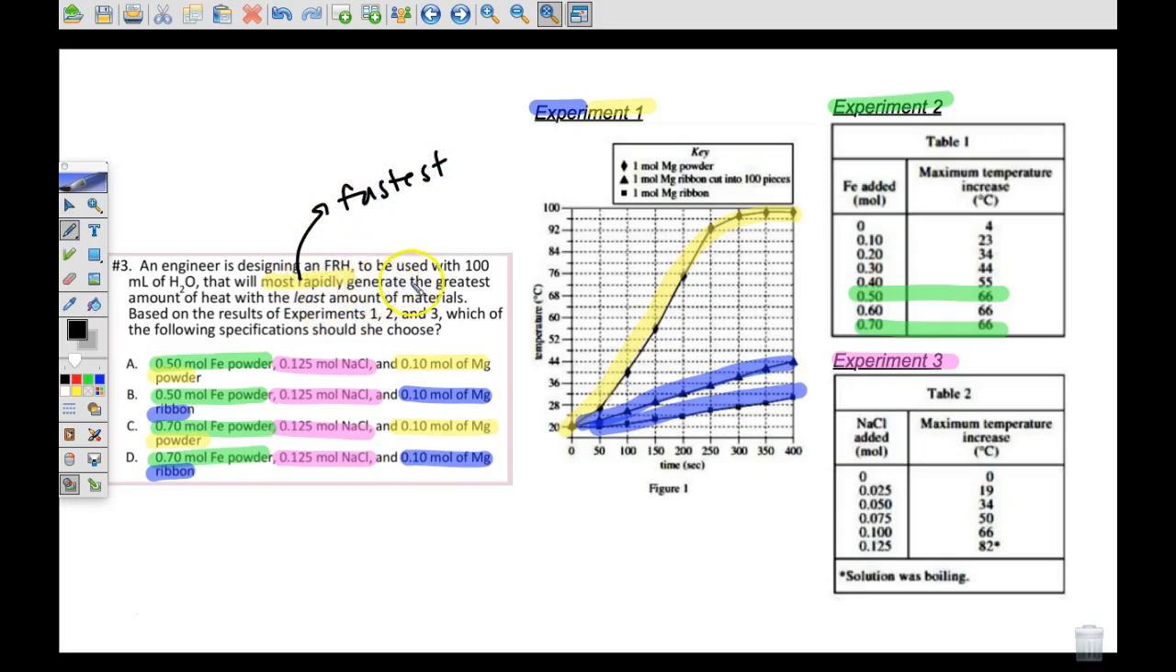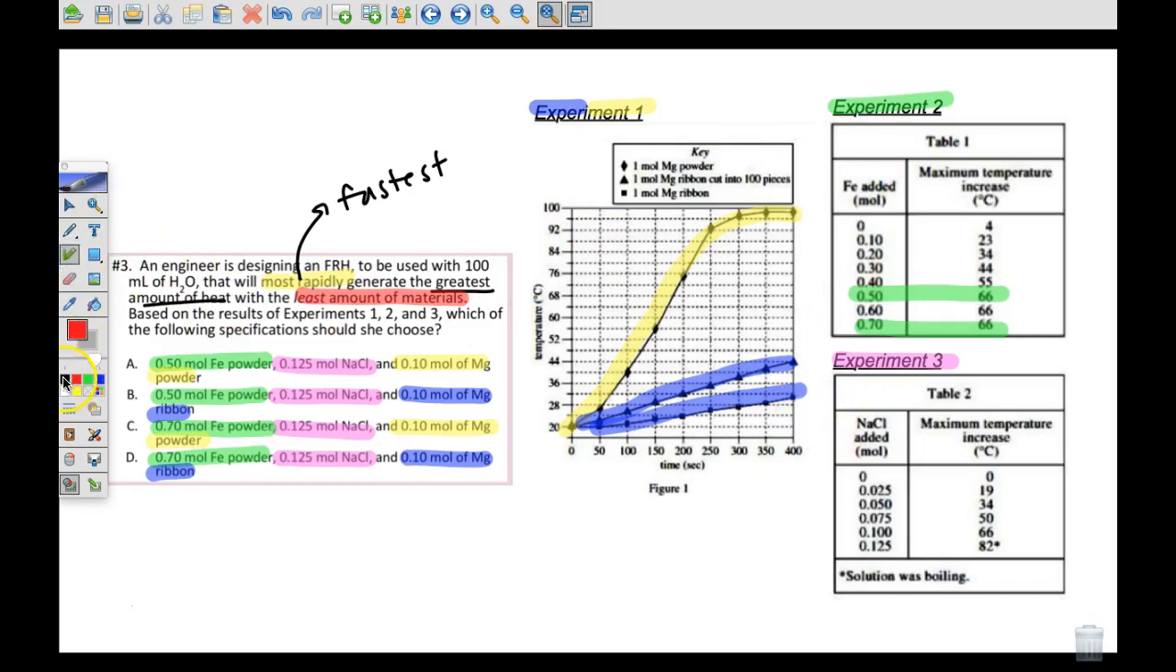So we want to cook our food efficiently. So we want to generate the most amount of heat, the fastest, with the least amount of materials, because we don't want to waste a whole lot, because we could use those materials for something else. So we're looking for the perfect combination of materials to generate a lot of heat very quickly. But in order to do that, we have to look at all 3 experiments.